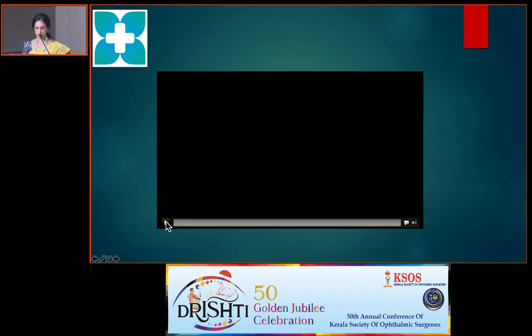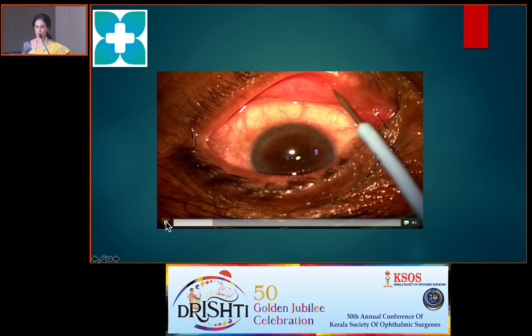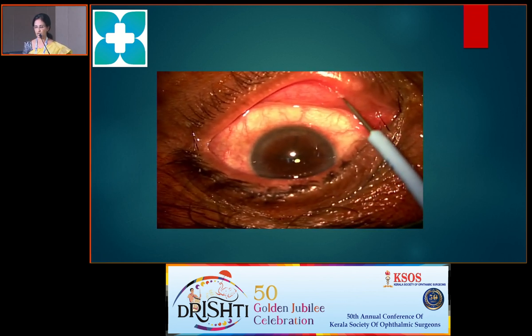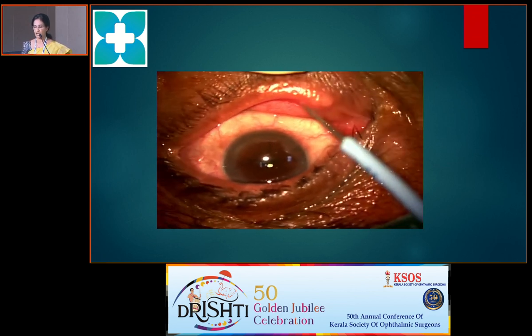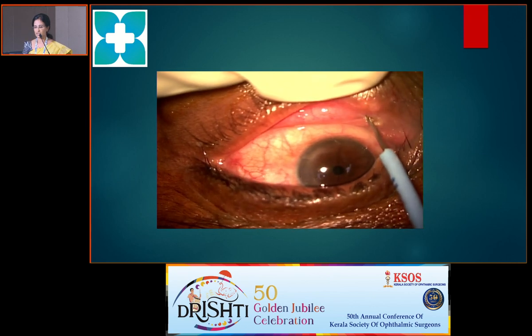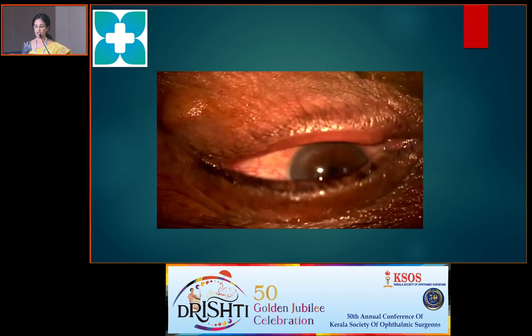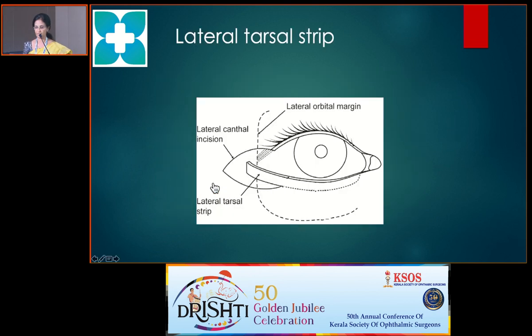This is a procedure done in minimal punctal ectropion, that is you can cauterize the conjunctiva and tarsal plate beneath the punctum, taking care not to injure the canaliculus. So this will give inversion of the punctum.